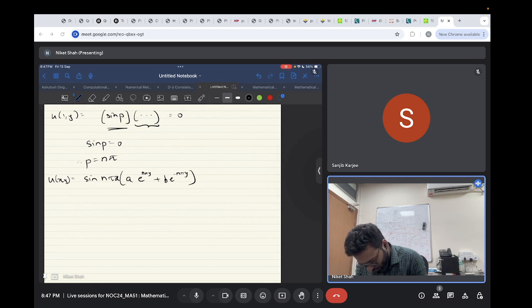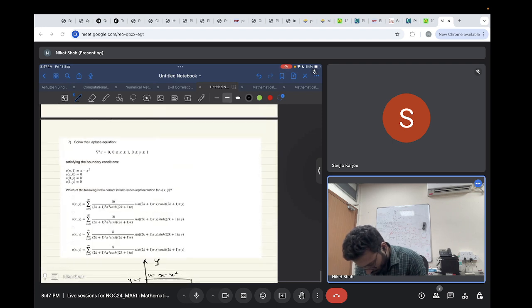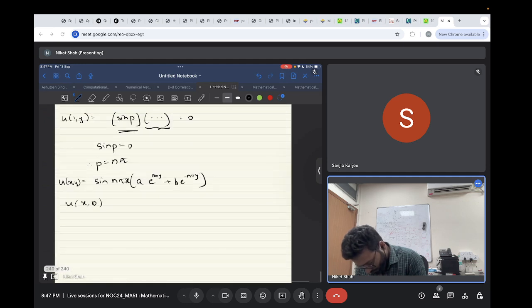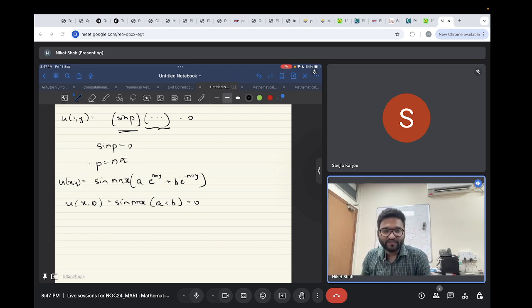At y equal to 0, I have 0, and x can be anything. So u of x comma 0 is given, right? u of x comma 0 is 0, equal to sine n pi x into a plus b, equal to 0. Again, x is a variable, and we know n is not equal to 0, so sine n pi x is not necessarily 0. It can be any number. So a plus b has to be 0. So a is equal to minus b. So this is what we end up getting.